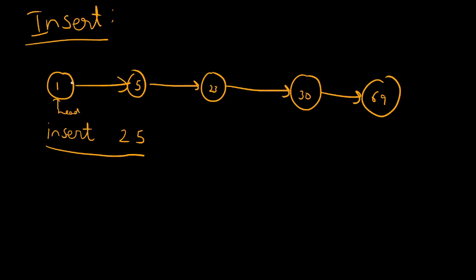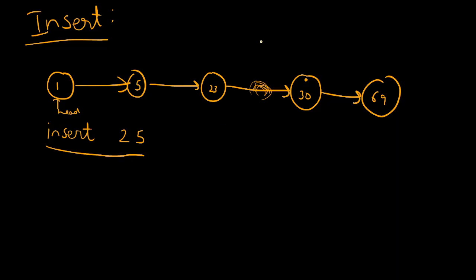I start here. Is this greater than 25? No. Is this greater than 25? No. Is 23 greater than 25? No. Is 30 greater than 25? Yes. So I have found the node. So my 25 should go behind this node. So this is where 25 is supposed to come.